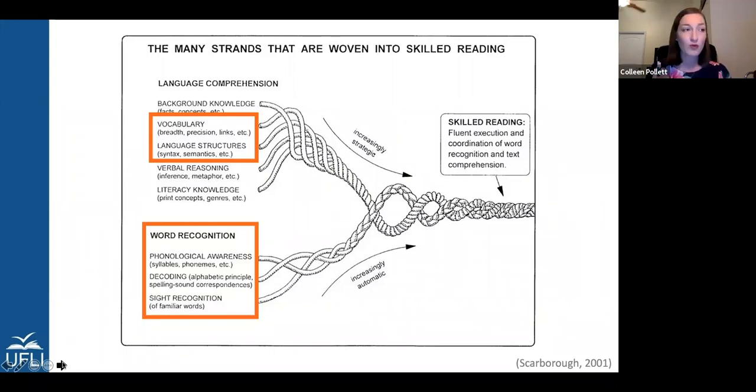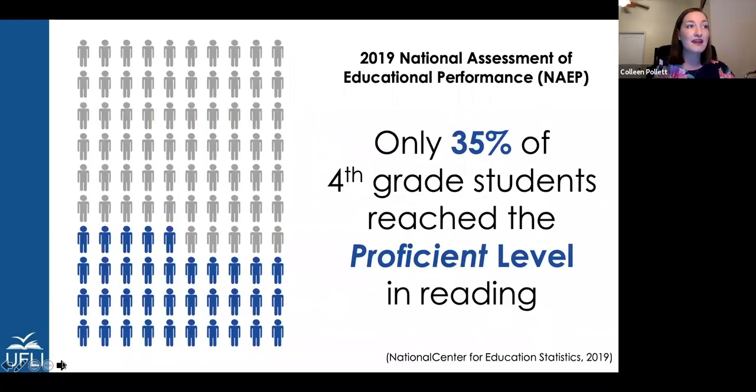So to illustrate this point, let's look at some national assessment data. The National Assessment of Educational Progress, or NAEP, is a nationwide assessment of 4th grade students' reading comprehension skills that's administered in the United States. In 2019, only 35% of US 4th grade students performed at or above the proficient level on this assessment. So that means that roughly 2/3 of US 4th graders were reading below the proficient level, which is not great.